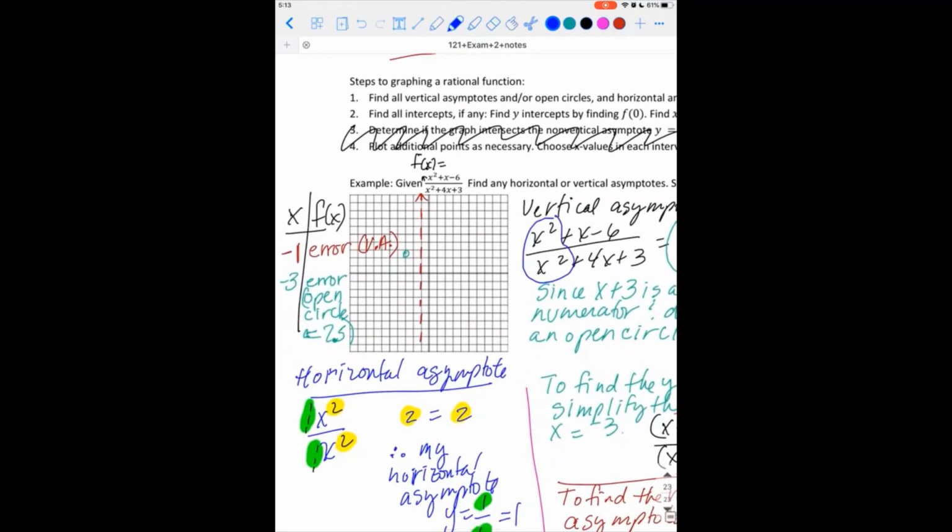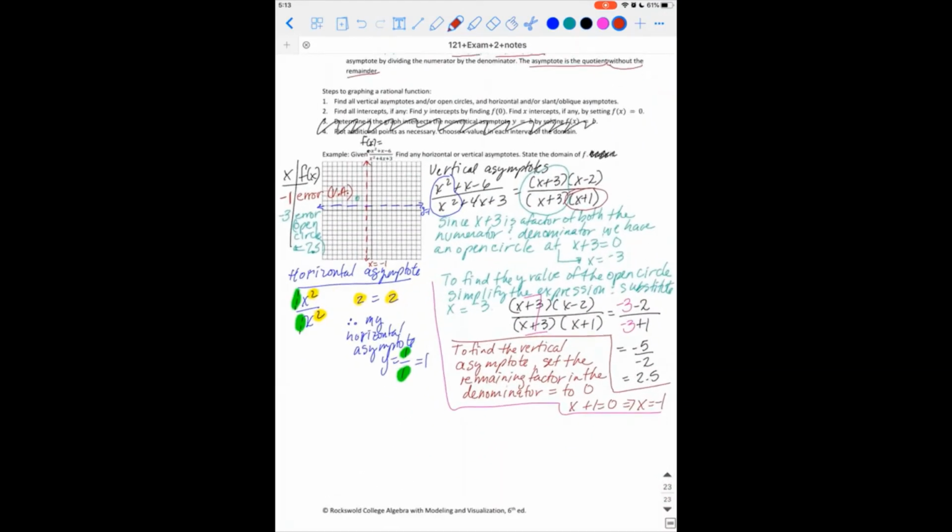So zooming in on my little graph here, at y equal to 1, I have a horizontal asymptote. So this is y equal to 1, and this one over here was x equal to -1. And that is step 1. Step 2 is to find all the intercepts. So I need to find x and y intercepts. And I'm running out of space, but I will make this work.